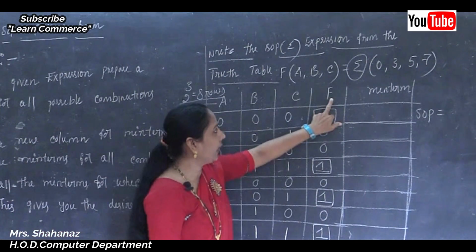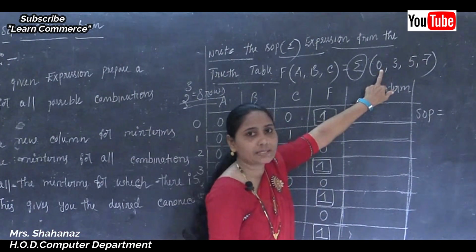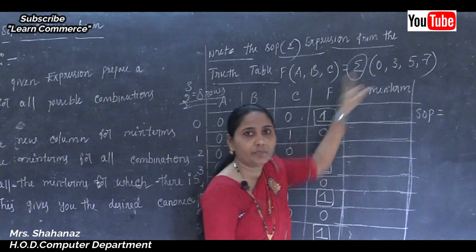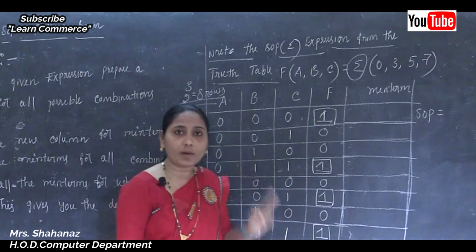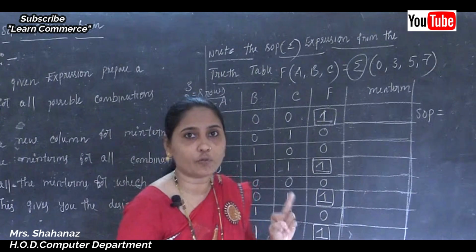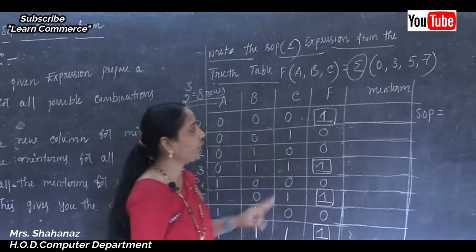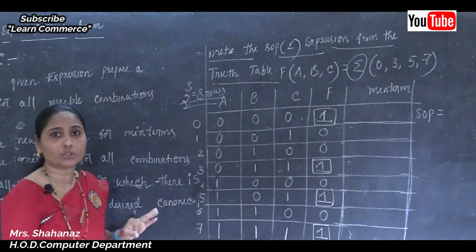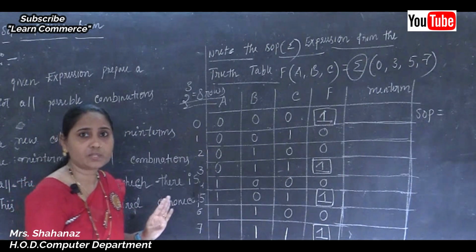We know that F means 0, 3, 5, 7. In place of 0, 3, 5, 7 we need to take the output as 1. The SOP binary 1 is used to form the SOP. Now I am going to complete the column that is equal to the product terms, or we can say the min term.